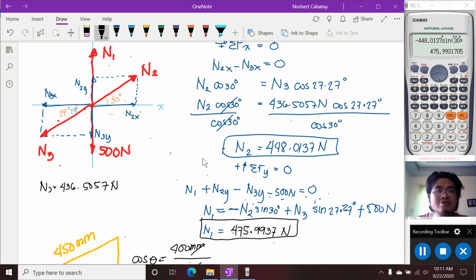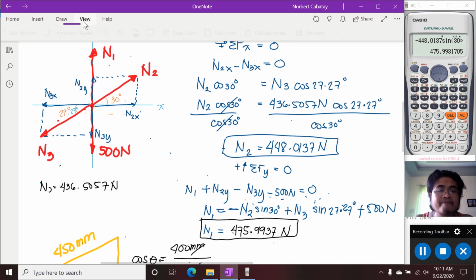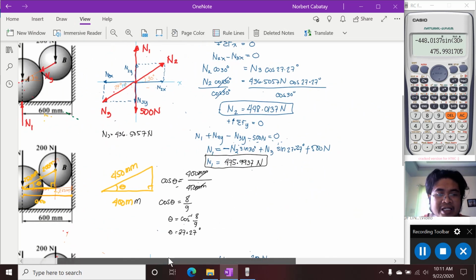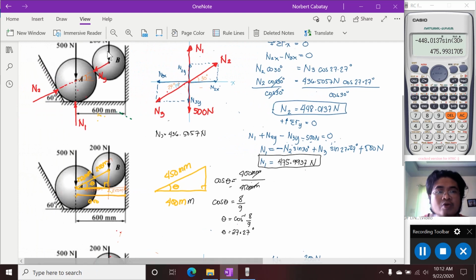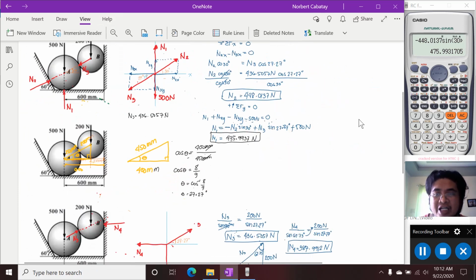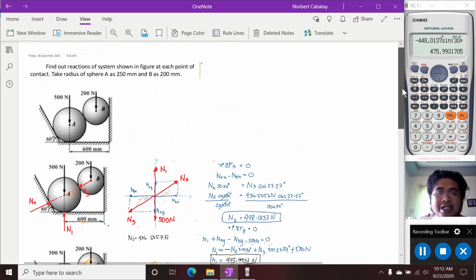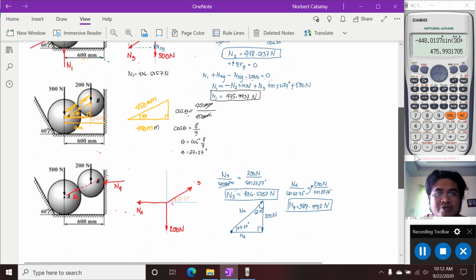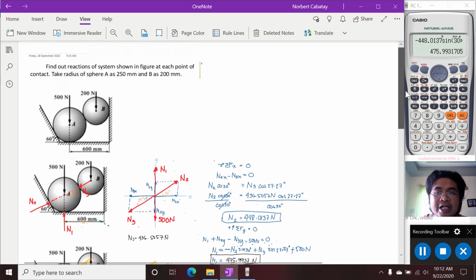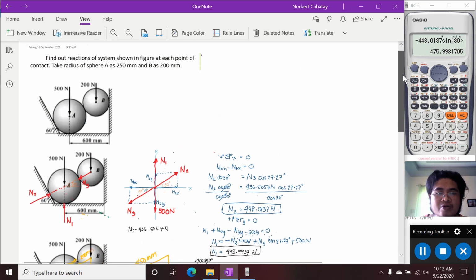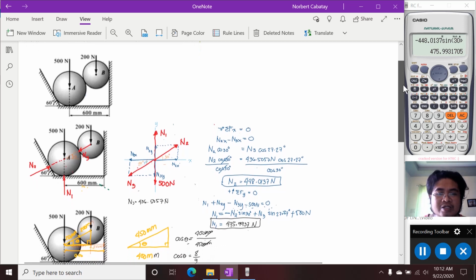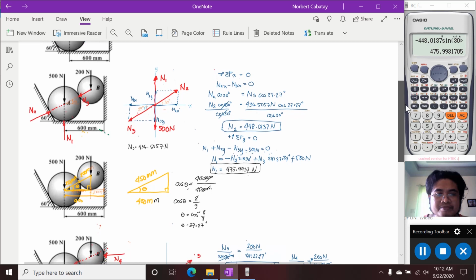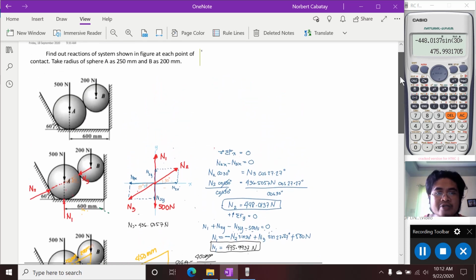Yan. So, medyo mahaba-haba ng konti kasi madaming analysis. Pero as you will notice class, halos wala naman akong ginagawang kakaiba. Pare-parehas lang din. So, ito yung ating naging solution. So, kayo na yung bahala. I'm going to take the screenshots of this din naman.